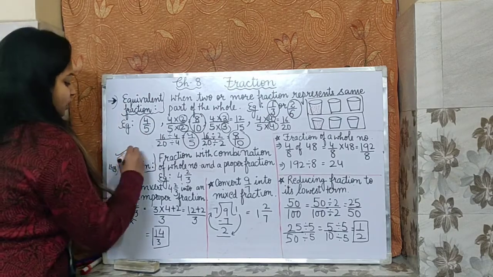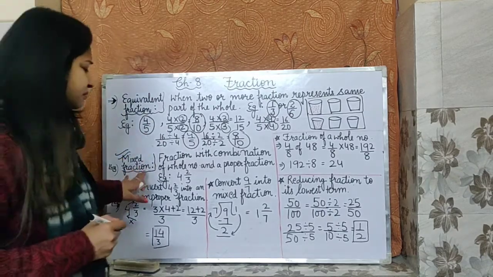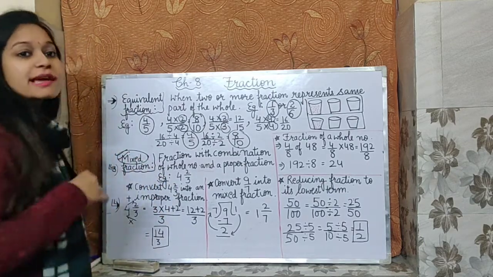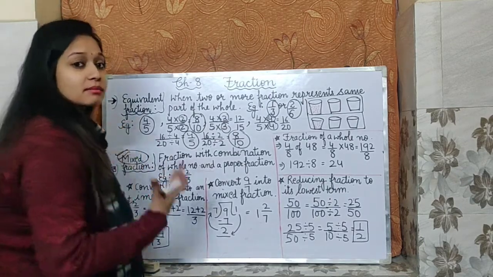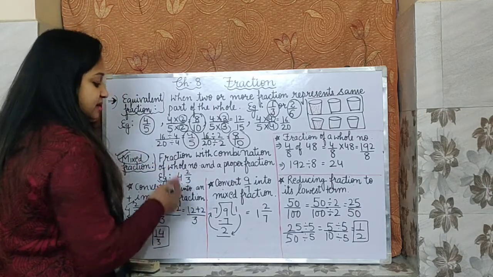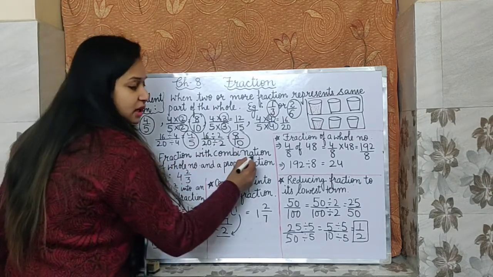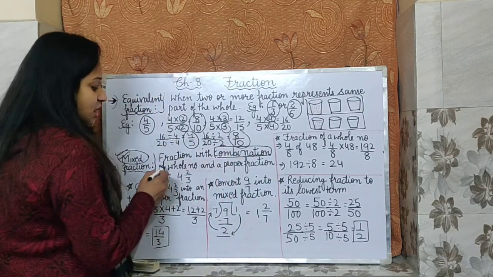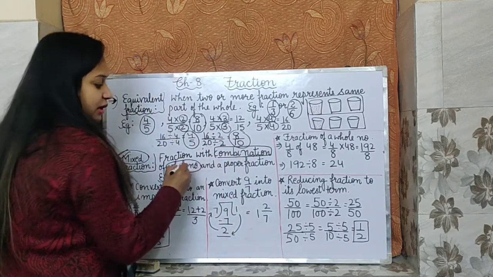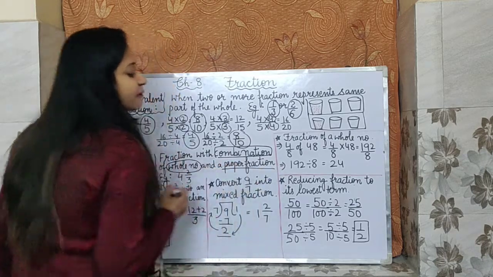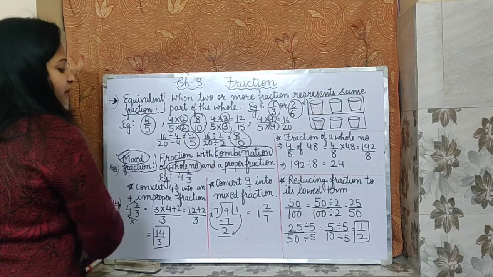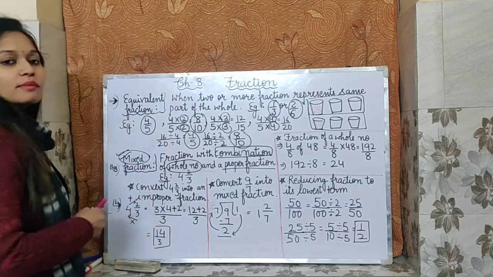Then moving on to the concept of mixed fraction. Students, what is mixed fraction? The name is also saying mixed. It means it has something mixed in it, two or three things. So a fraction with a combination of a whole number and a proper fraction. Whenever one whole number and a proper fraction are there, then it is called mixed fraction.